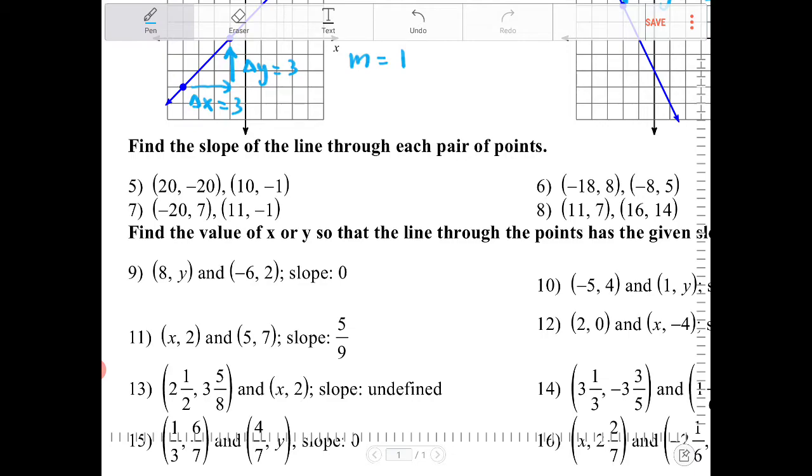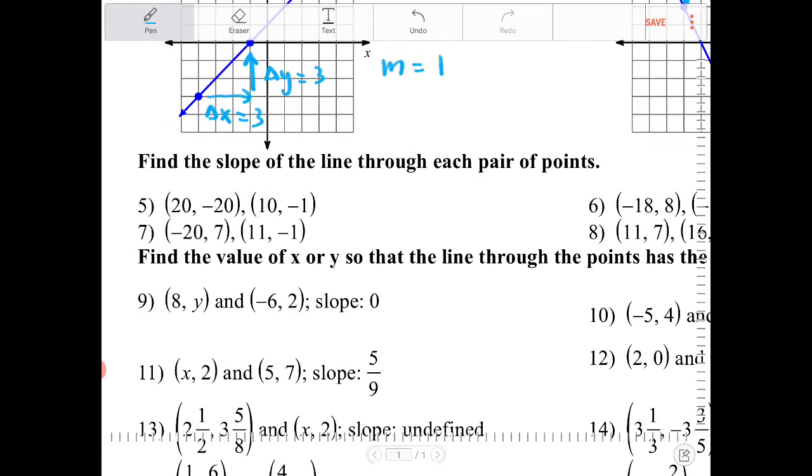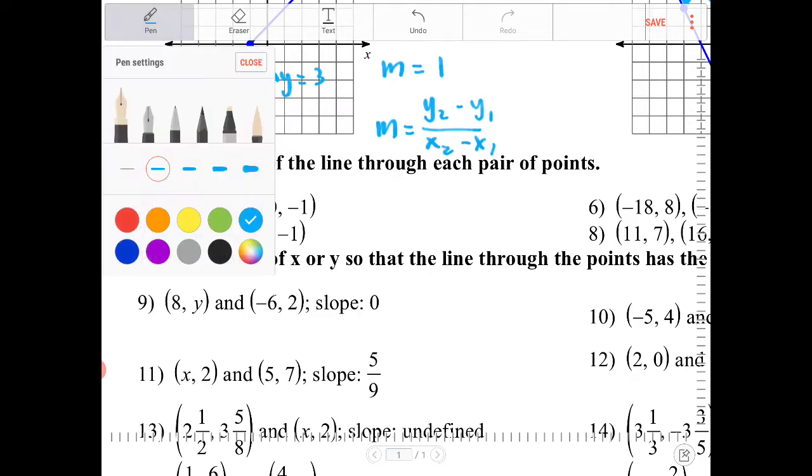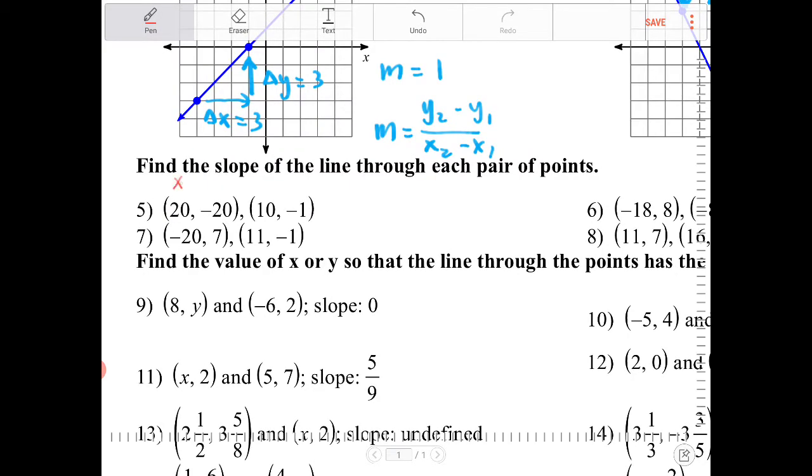Find the slope of the line through each pair of points. This is the part where we need to apply the slope formula verbatim. So keep in mind, what is the slope formula? The slope formula is y2 minus y1 over x2 minus x1. A trick, if you want to call it a trick, is I often tell students, if you get confused, just label these as x1, y1 and x2, y2 so that you can keep track of everything.